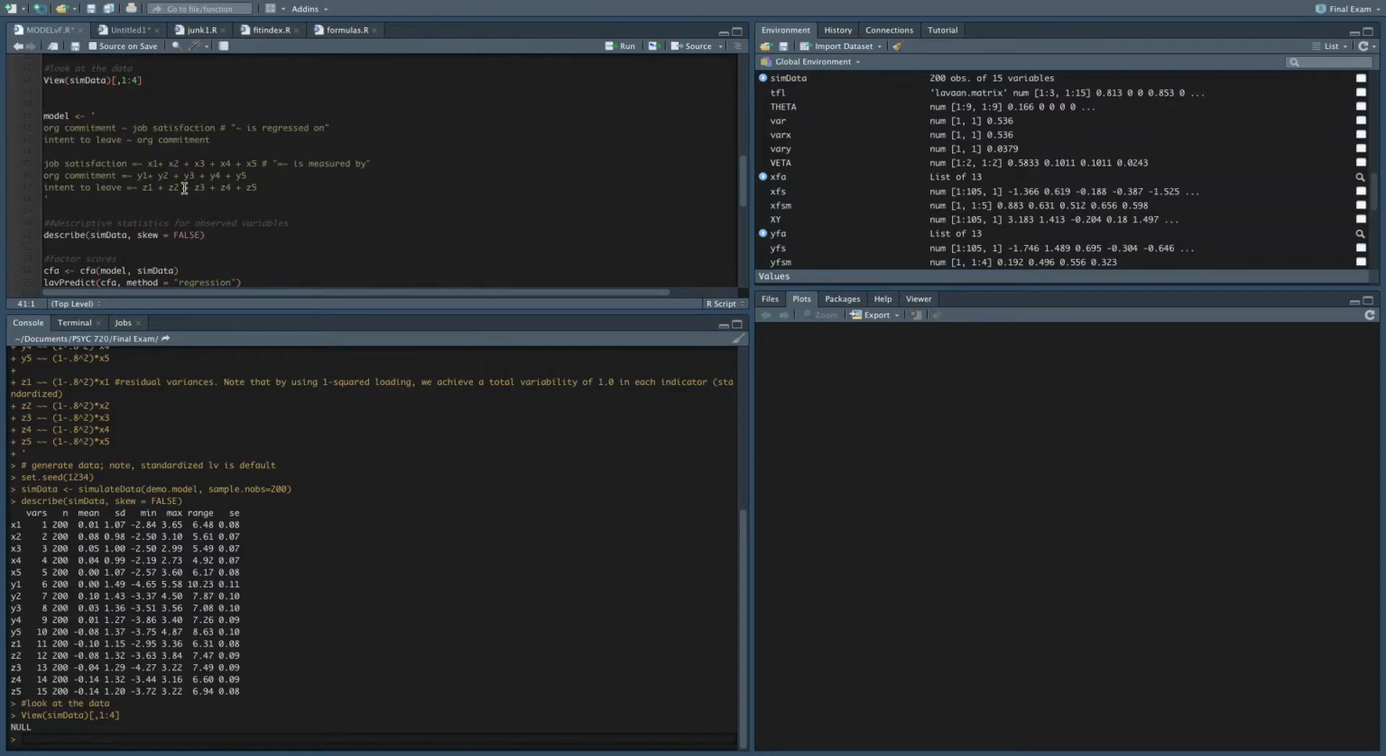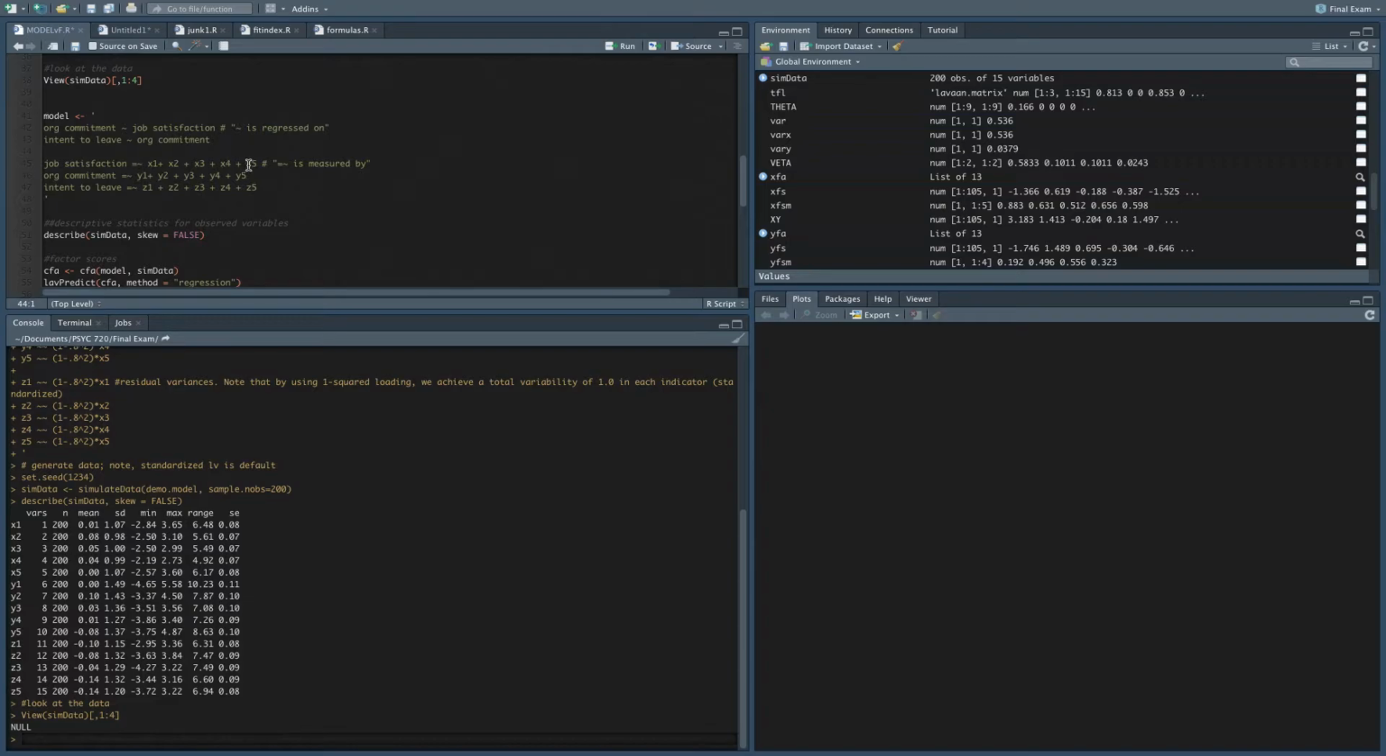Now I can set my model. And I should have mentioned this before, but this is kind of the lavaan language for putting together a model. This one more specifically is going to create the actual structural model. So org commitment is regressed on job satisfaction, so job satisfaction is going to predict org commitment, and then org commitment is going to predict intent to leave.